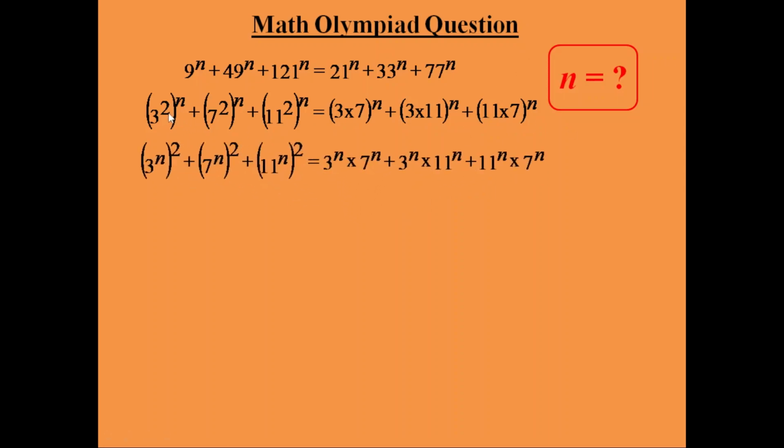Here send this square to outside and bring this n to inside like this: 3 power n whole square. Similarly, 7 square whole power n is 7 power n whole square, and 11 power n whole square. And distribute this power n to individual numbers: 3 power n into 7 power n. This will become 3 power n into 11 power n. Similarly, 11 power n into 7 power n.